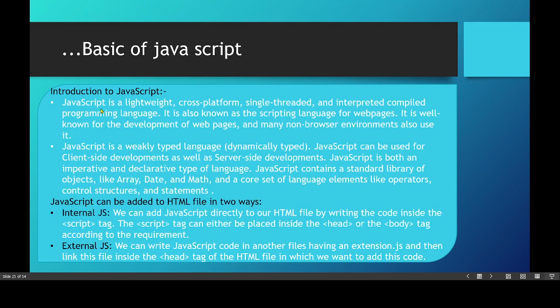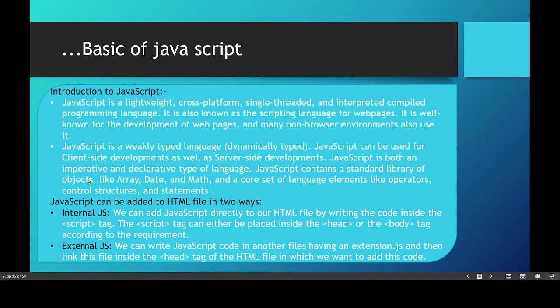Introduction to JavaScript. JavaScript is a lightweight, cross-platform, single-threaded, interpreted, compiled programming language. It is also known as the scripting language for web pages, which means JavaScript is used as a scripting language for web pages. It is well known for development of web pages, and many non-browser environments also use it. JavaScript is a weakly typed language, which means dynamically we can use it. JavaScript can be used for client-side development as well as server-side development. JavaScript is both an imperative and declarative type of language.